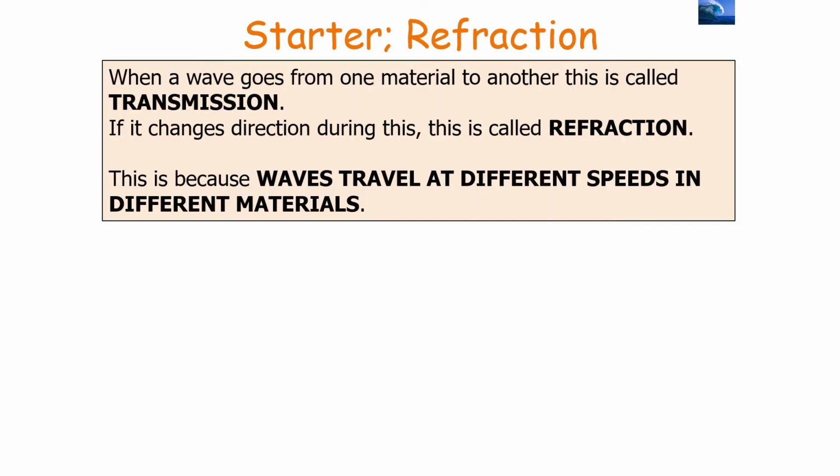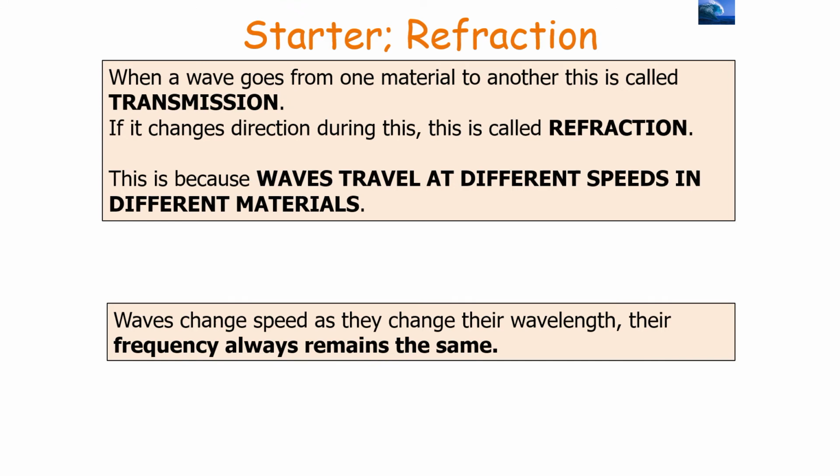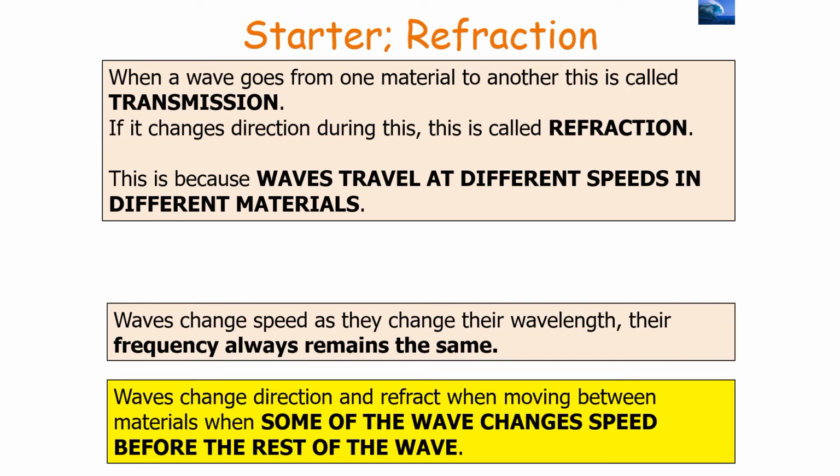This means that whilst it will change speed, no bending of the ray will occur. So what have we learned so far? When a wave goes from one material to another, this is called transmission, and if it changes direction during this, it is called refraction. This is because waves travel at different speeds in different materials. Waves change speed as they change their wavelength, but their frequency will remain constant. A wave will change direction and refract when moving between materials, when some of the wave changes speed before the rest of the wave.